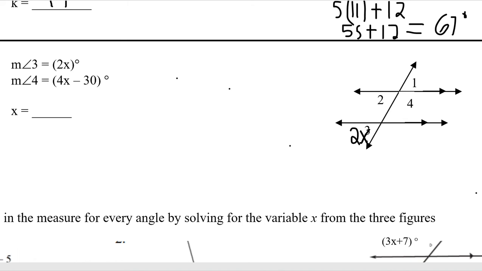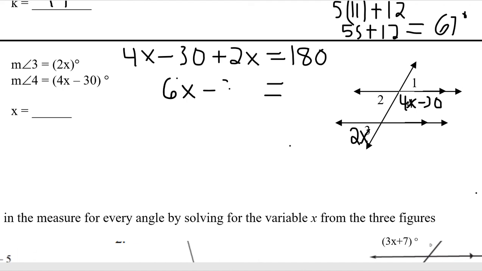Angle 3 is 2x. Angle 4 is 4x minus 30. Are the two angles congruent to each other? One of them is obtuse, the other one is acute. Obviously, those are not going to be congruent, so I'm going to set them equal to 180.